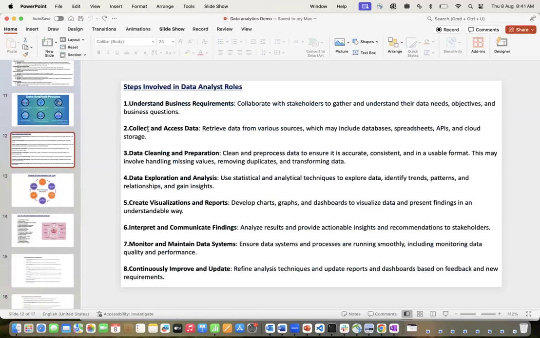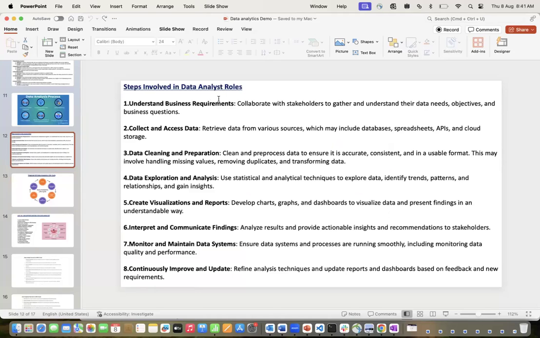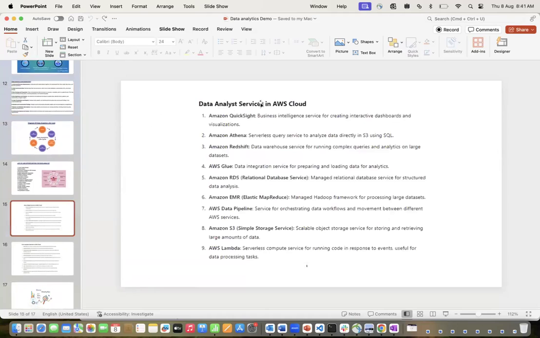So generally I'm going to talk about the data analytics life cycle. You'll be understanding the data. After gathering the data, you need to clean and transform it, and enhance the data, and finally use tools to automate dumping that data into the visualization dashboards. This is the life cycle, and the roles involved in the data analysis part, and the cloud data part. I'm going to take this completely end to end.